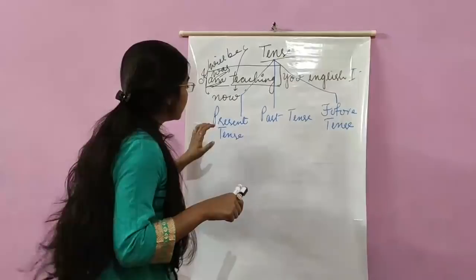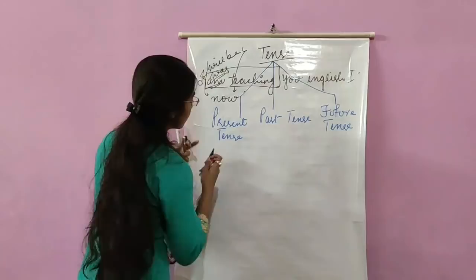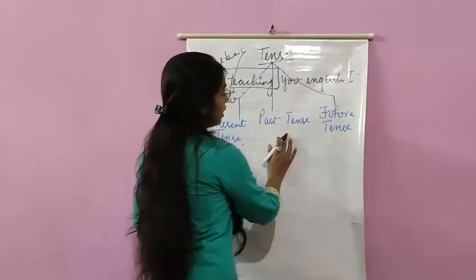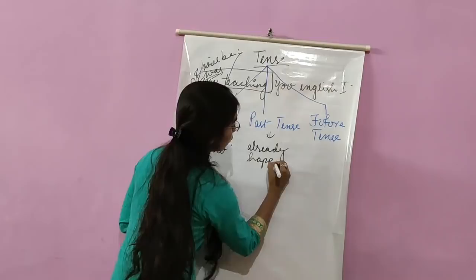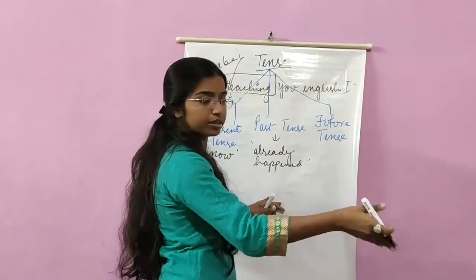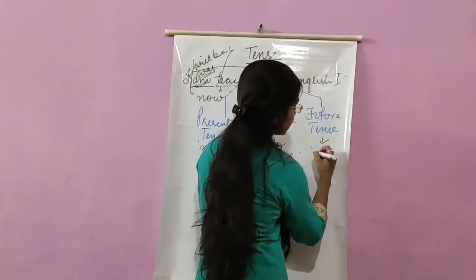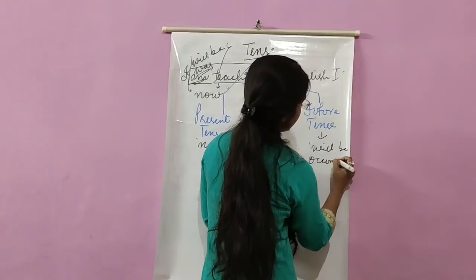Tense that tells us about an action that is happening now. Okay? This word is important. That is an action that is happening now. Okay? Past tense tells us about an action that has already happened. Okay, already over. Over in the near past or the distant past. And the last one is future tense that tells us that something will be occurring. I hope up till here you all are already well aware of.